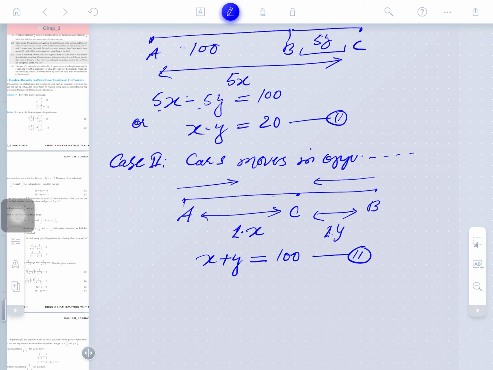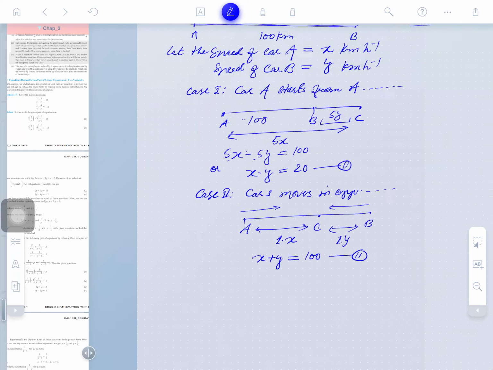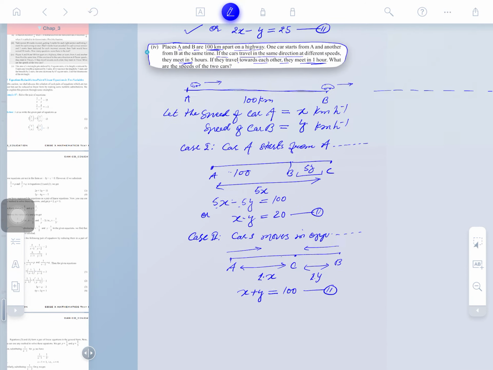Yes. Have you solved these questions? Adding both equations, y is eliminated, 2x is equal to 20 plus 100, 120. 2x is equal to 120, x is equal to 120 by 2, that is 60. x is coming 60 and y is coming what? y is coming 40. So the speeds of both cars are 60 and 40. Have you found the answer here?